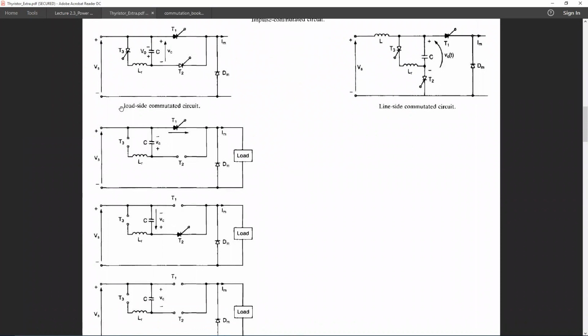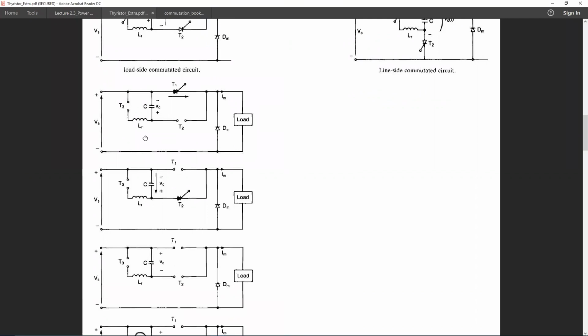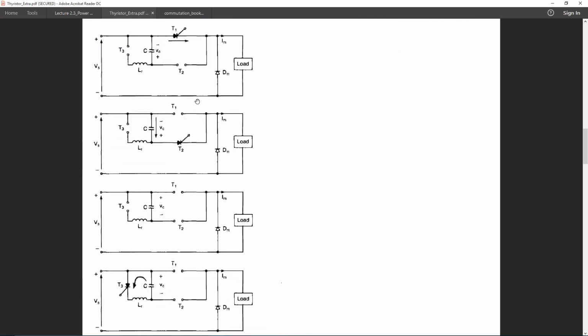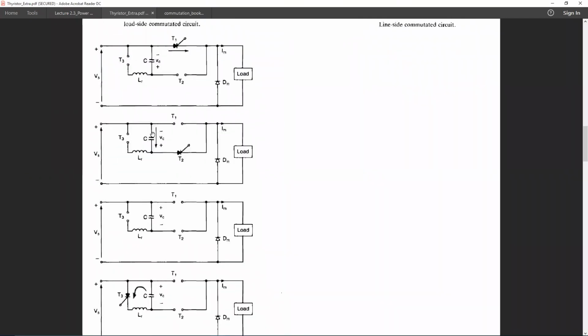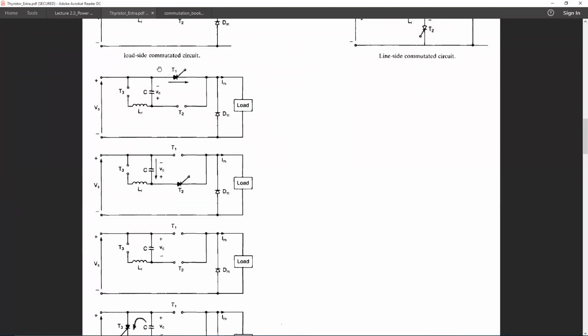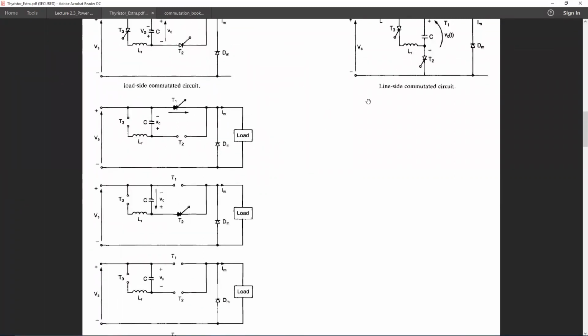So if we get back to the topic of line side and load side, in case of a load side commutated circuit, this charging of the auxiliary components is done through the load. So if we recall the second step, the discharging and charging of the capacitor is happening through the load. Hence the name load side commutated circuit.